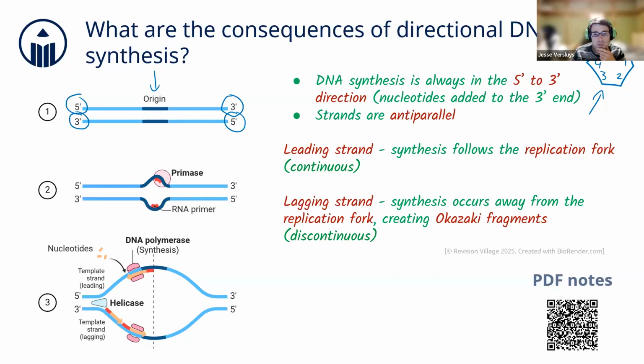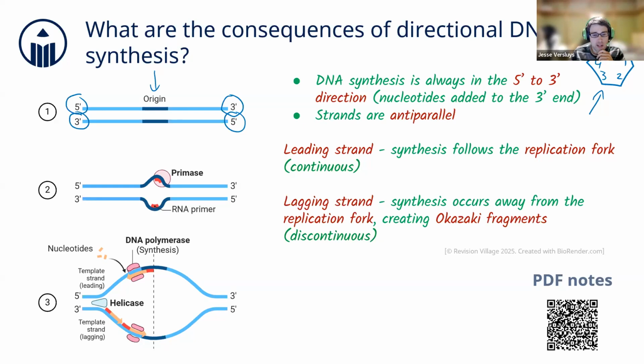So it can only add it to the 3' end of the molecule, and that's going to mean that DNA polymerase 3 can only move in one direction as it's synthesizing the DNA. So on the upper and lower template strands, it's going to move in opposite directions. That's going to be really important in a minute here. So first we get the origin that forms, and then we get two strands as a result of this.